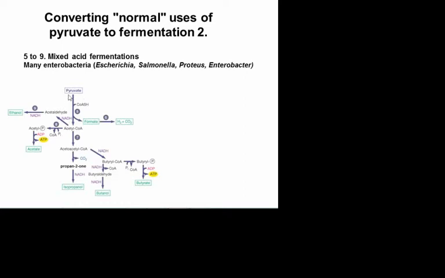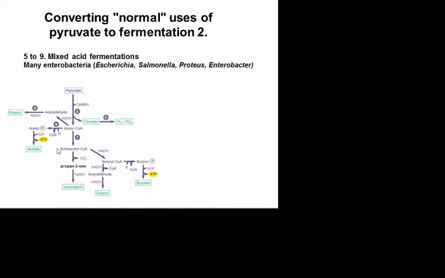Pyruvate formate lyase. Okay, that's right. So pyruvate is going to be cleaved into formic acid and acetyl coenzyme A. So this is one waste product, formic acid. Acetyl coenzyme A is then going to be transformed into something else, a mixture of all these different fermentation products which are going to be produced as well as formic acid.